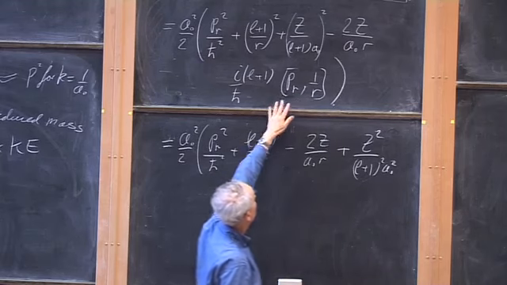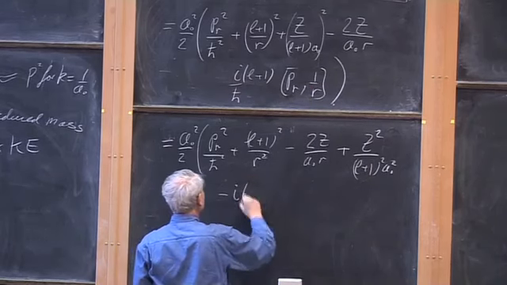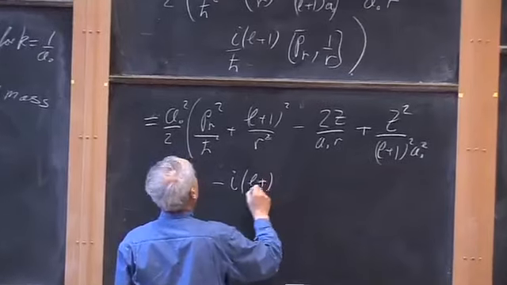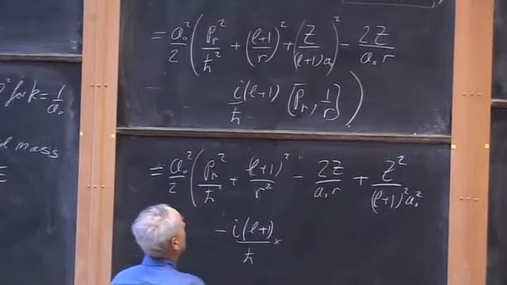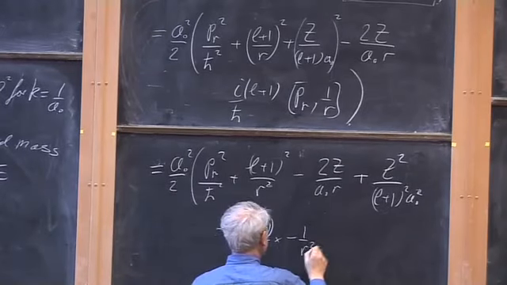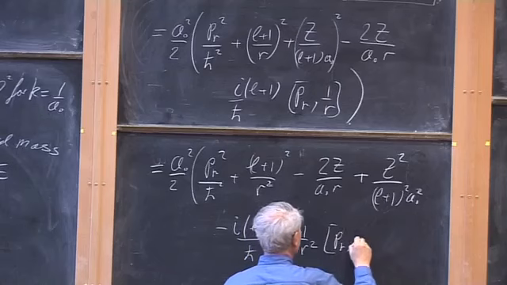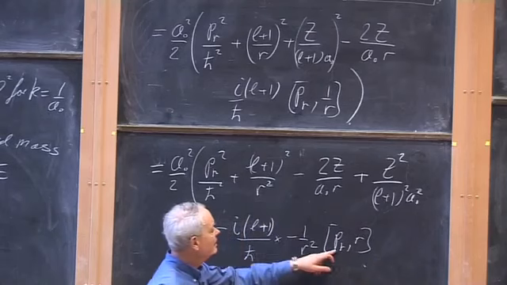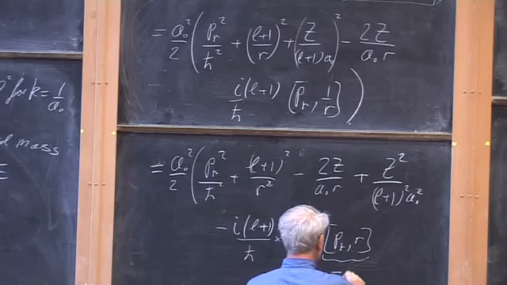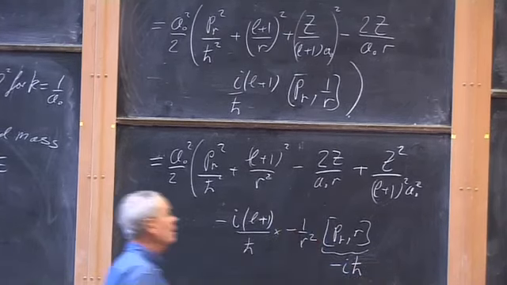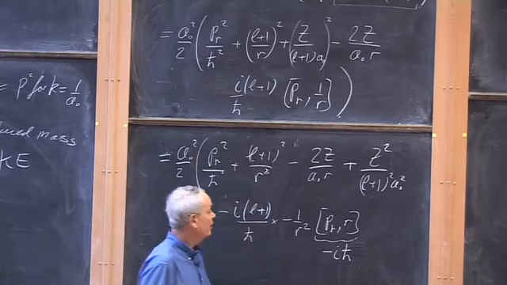So what we have here is the derivative of 1 over R, which is minus i(L plus 1) over h bar times minus 1 over R squared, because that's the derivative of 1 over R, times [PR, R]. But this is a piece of a canonical commutation relation. This is equal to minus i h bar, right? We showed that [R, PR] is equal to i h bar. So in this order, it's minus i h bar.